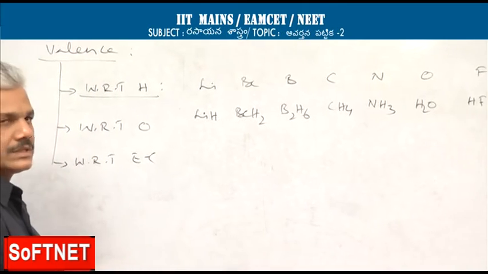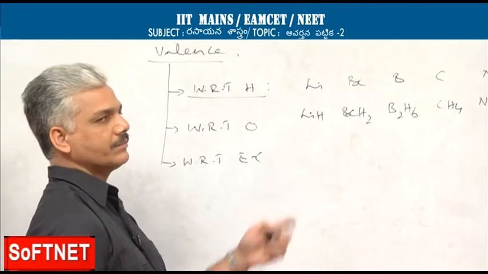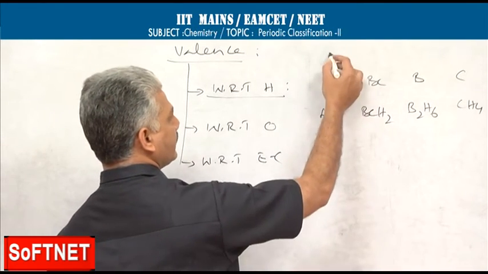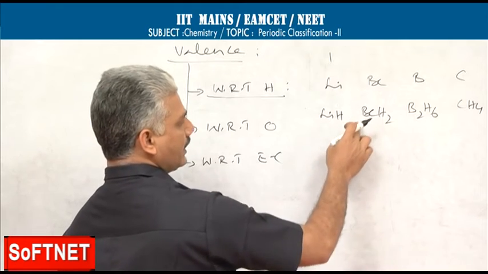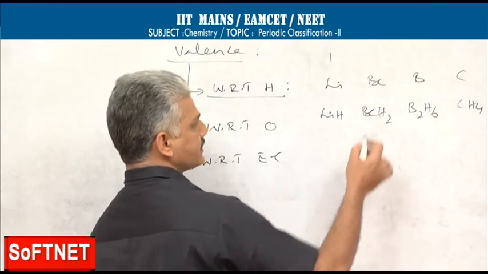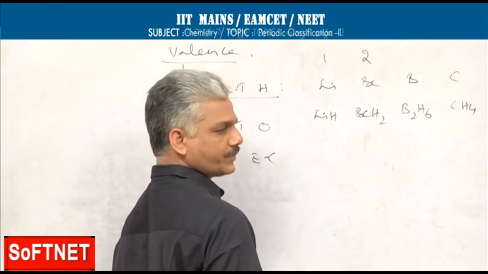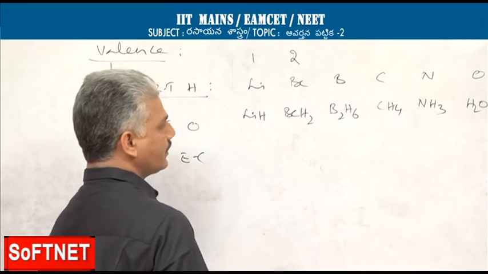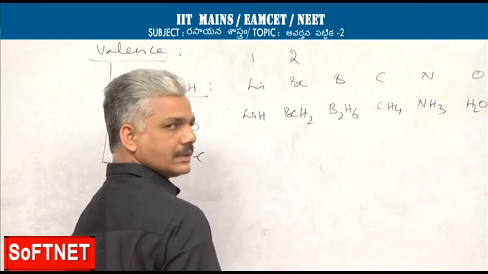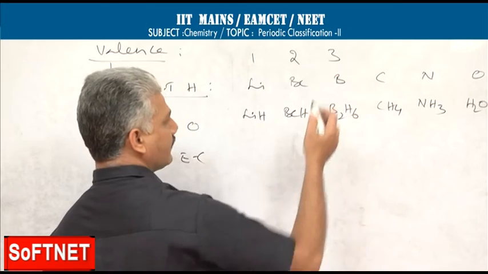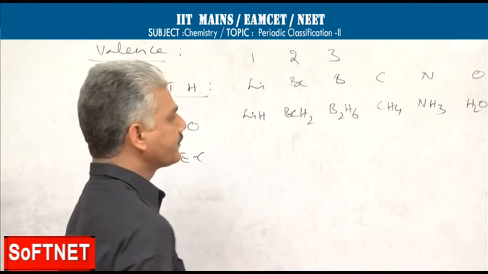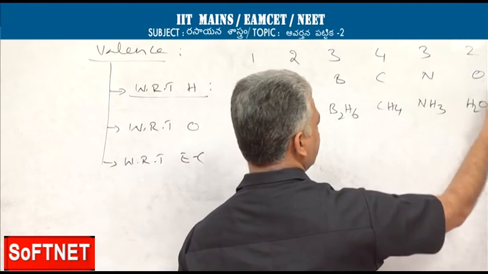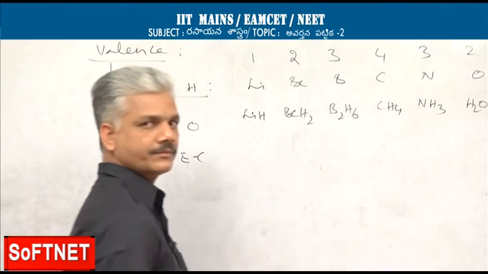So, as per the definition, one lithium atom is combining with one hydrogen atom. Therefore, valency of lithium is 1. Beryllium is combining with 2 hydrogens, therefore, its valency is 2. 2 boron atoms are combining with 6 hydrogen atoms, therefore, 1 boron atom is combining with 3 hydrogens and hence valency of boron is 3. Carbon 4, nitrogen 3, oxygen 2, fluorine 1.